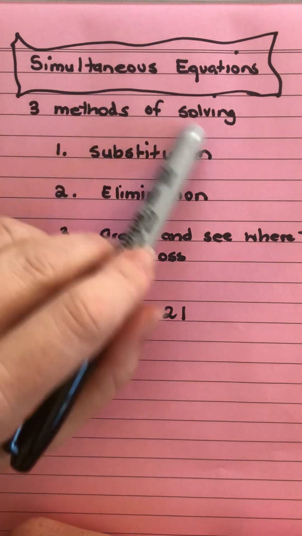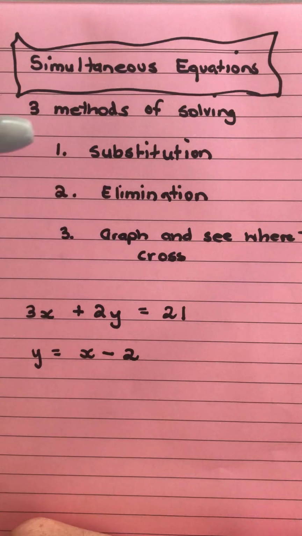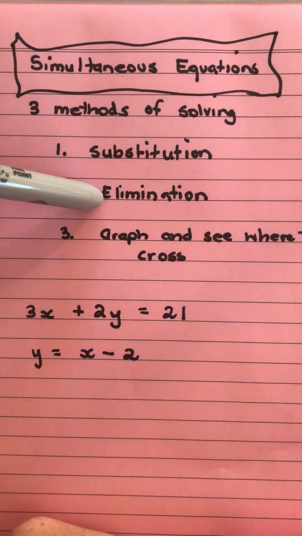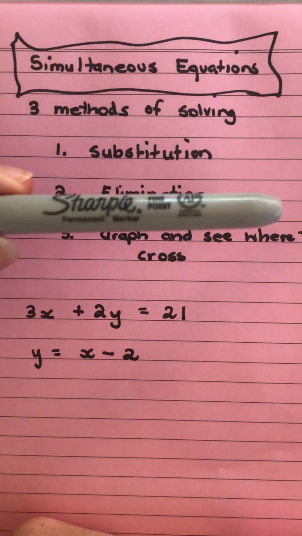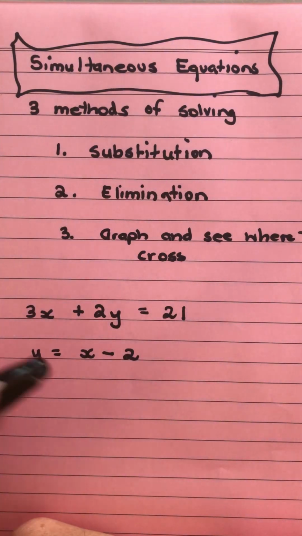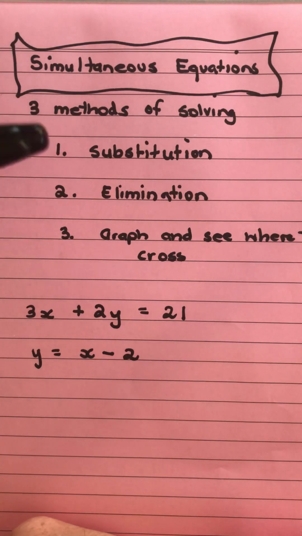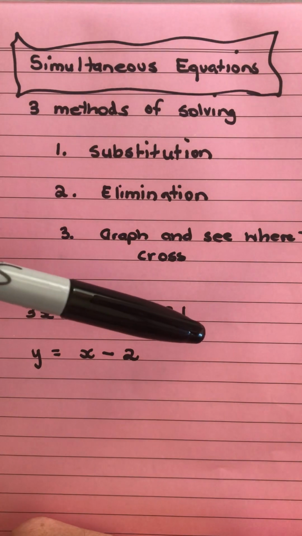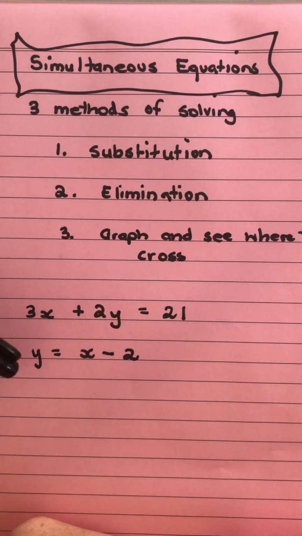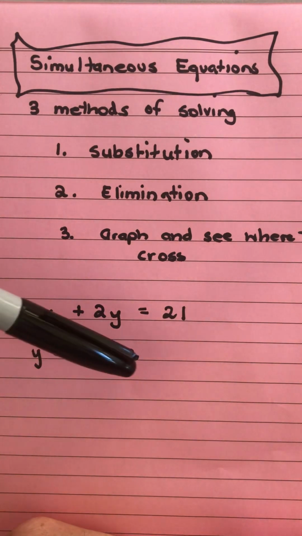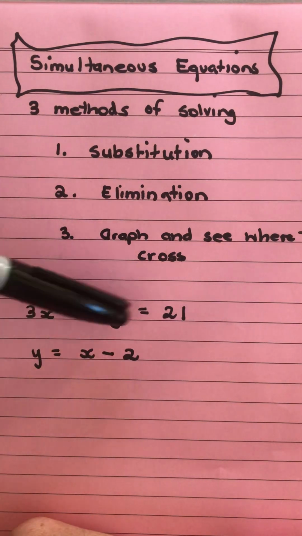With substitution, usually one of the variables is isolated on its own, and we can substitute that into the other one, or it's easily isolatable. In elimination, we're looking where, in our system of equations, one of the variables has a positive and negative version of the other. So we might have something like 3x plus 2y equals 21, and then our other equation might be 5x take 2y equals 6. And so we've got the plus 2y and the take 2y.